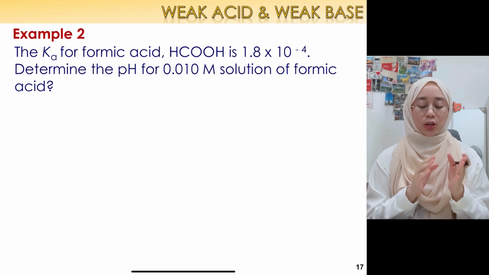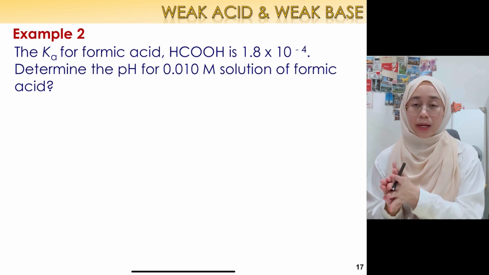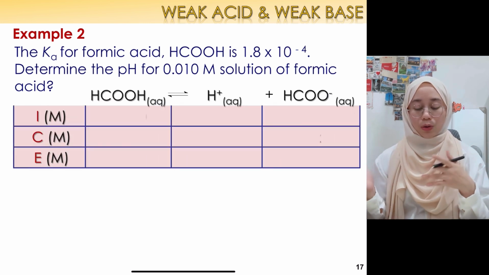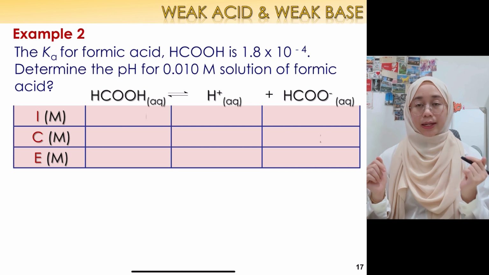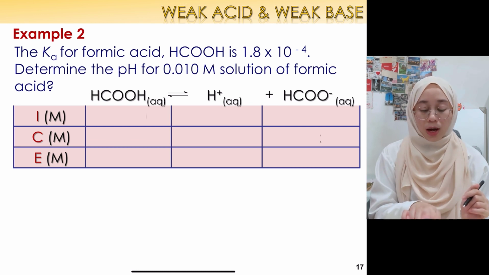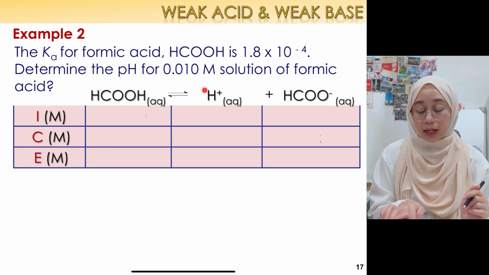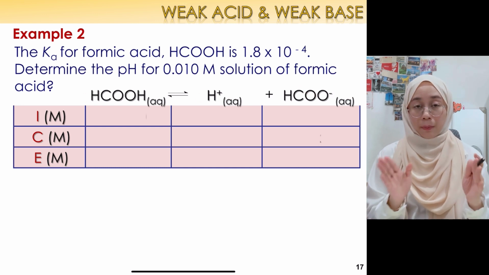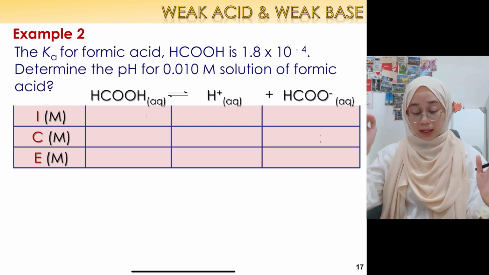Determine the pH for 0.01 molar solution of formic acid. Okay, so again sekali lagi kita kena buat equation dia. So HCOOH, kita akan dapat H plus dengan HCOO negatif. So buang setiap satu H dekat sini menjadikan H plus. So apa yang tinggal tu nanti akan jadi HCOO minus. Okay, apa baki yang tinggal? Tambah je minus dekat situ nanti.